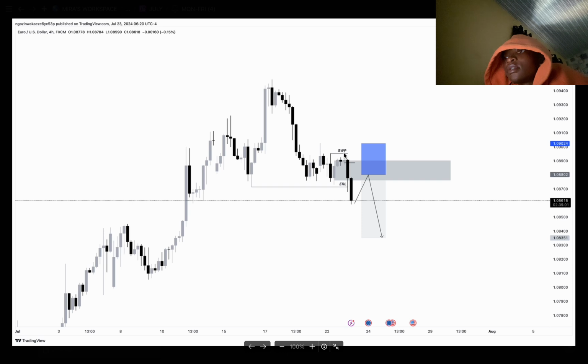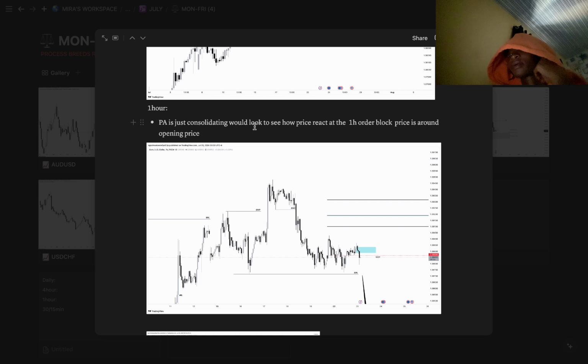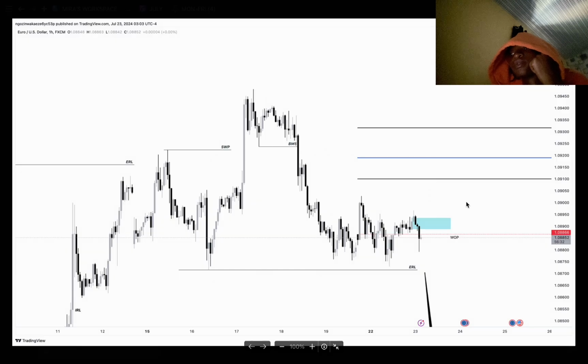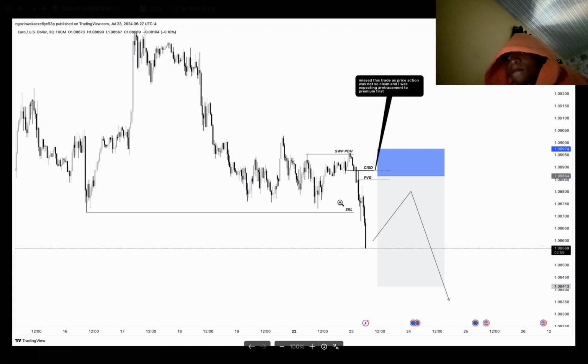Instead, price did a little bit of a sweep here, which I saw, but I wasn't so confident in it. So I was like, price action is just consolidating. We'll look to see how price reacts at the 1 hour order block. Price is around opening price. So this was the order block, and as you can see, price actually sold down from it. That's how I missed the trade.